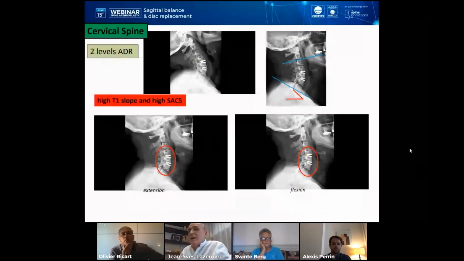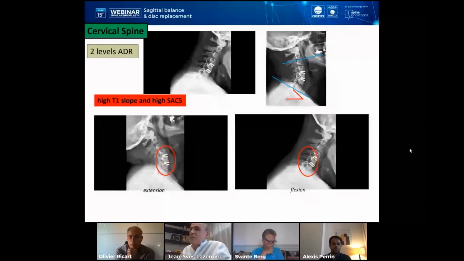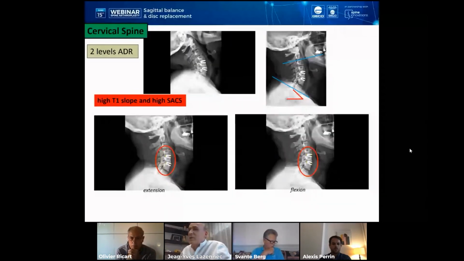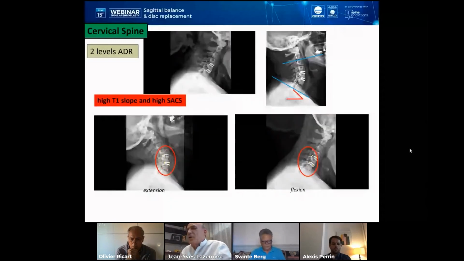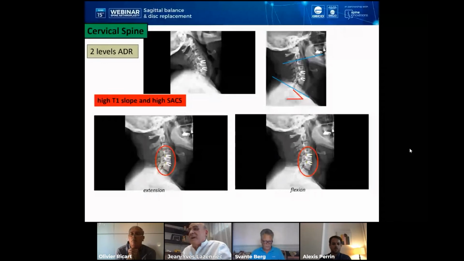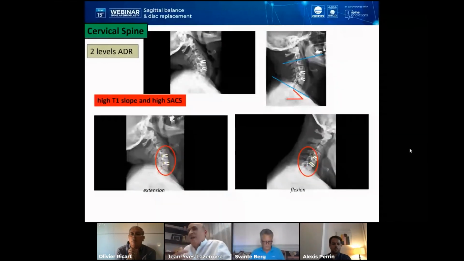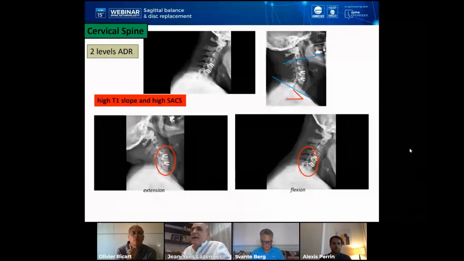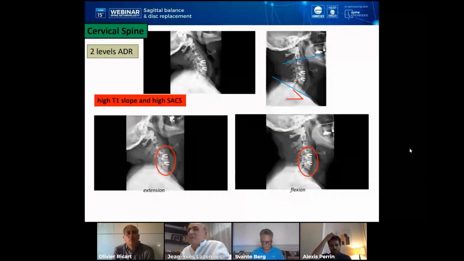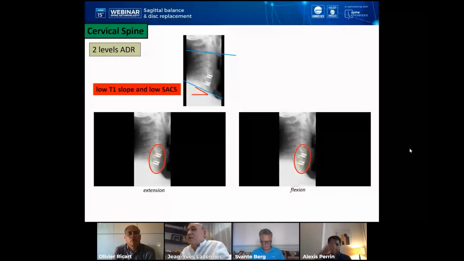Now, quickly to finish, cases with 2 levels. As a demonstration, I only used cases with 1 level. You have here a patient with high T1 slope, and you see the location of the center of rotation. And not all is pink, because you see that when we have 2 levels of implant, sometimes there is no perfect center of rotation, but you see the center of rotation is different for extension and flexion. And here, cases with low T1 slope, and you see the center of rotation, we must look at this. We shall now have the tools to analyze this center of rotation.